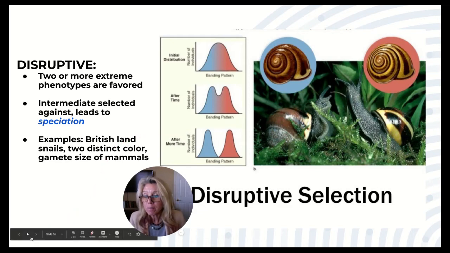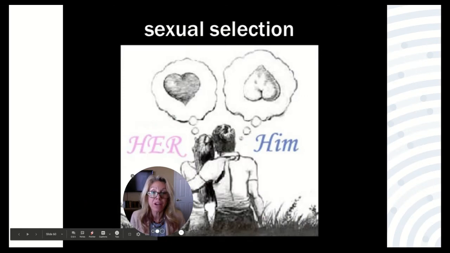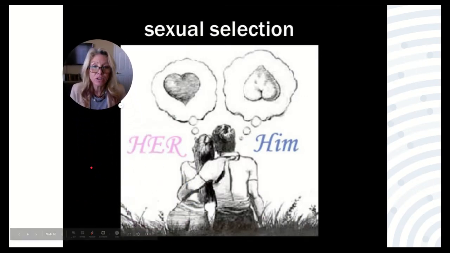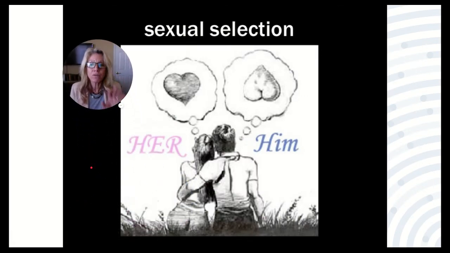Okay, another type of selection, which will also come up in our behavioral unit, is sexual selection. Now, when you first see this picture, I understand you might be offended. I hope you're not. I hope you understand what I'm getting at. Because the female, in a binary world, has one large egg, and she only has one egg that is viable a month. So she is looking for love. She is looking for support. She is looking for someone that will care for her when she's vulnerable.